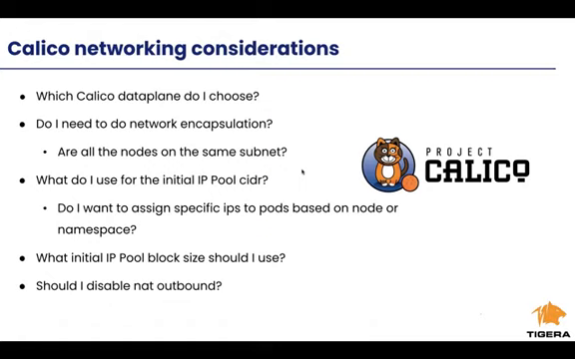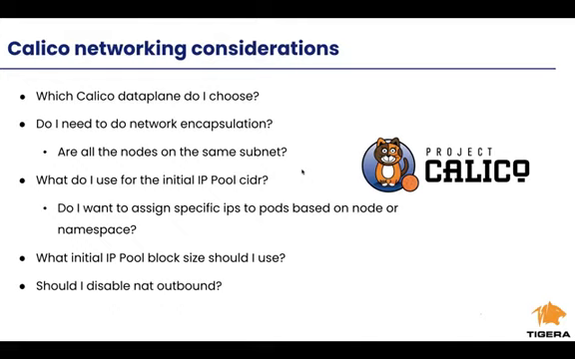And then the third addressing consideration is, what do I use for the initial IP pool CIDR? A lot of times when I work with customers, we'll see that they will not really take this into account. They will have picked the pod CIDR, they'll pick the service CIDR, they'll assign a /16 for the pod CIDR, and then another network /16 for the service CIDR. And then by default, they'll use the entire /16 for the initial Calico IP pool.